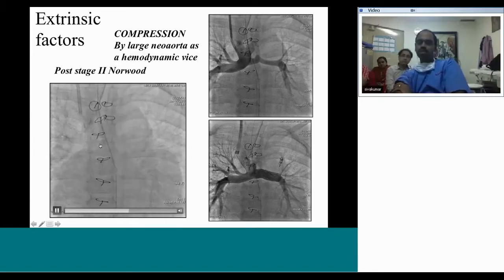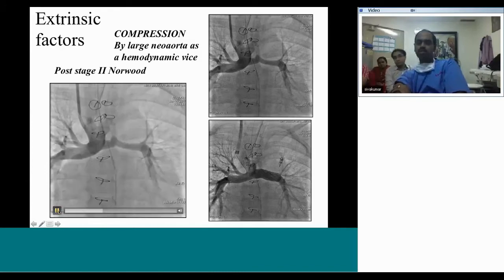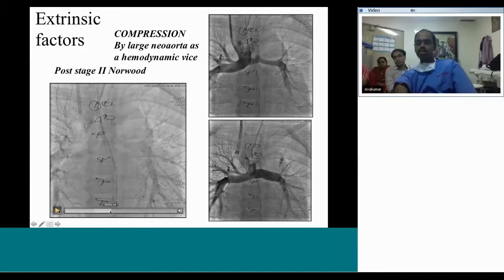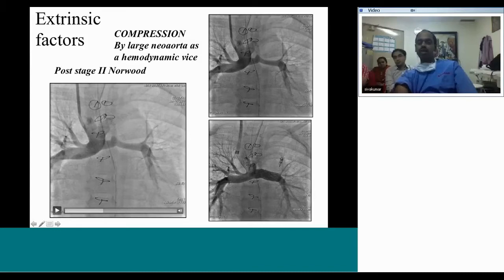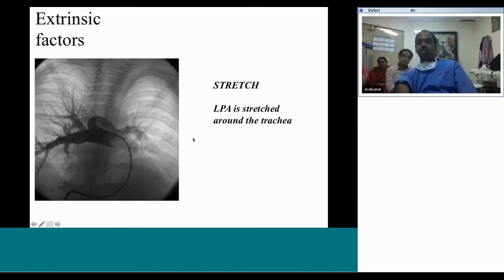Extrinsic compression. This is a patient with post-Norwood stage 2. You can see that diffusely the left pulmonary artery is narrow. The reason for that left pulmonary artery narrowing is that it is caused by the dilated anterior ascending aorta, which is formed by the main pulmonary artery to ascending aorta anastomosis, and posteriorly the descending thoracic aorta. So in this aortic view, this left pulmonary artery is narrowed, and that has been relieved by this LPA stenting. So it can be an extrinsic compression.